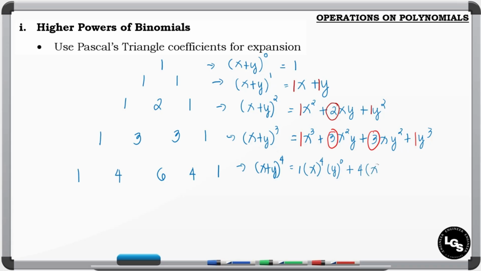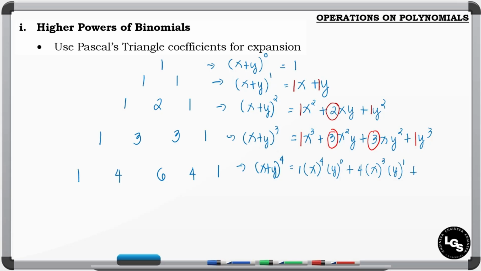Then next, that is plus, we copy the coefficient 4. Then the first term x raised to 3, because we need to subtract from the first one. So 4 minus 1, that is 3. Then the second term, which is y, now we need to add 1. So from 0, it will become 1. 3 plus 1, that is still equal to 4.